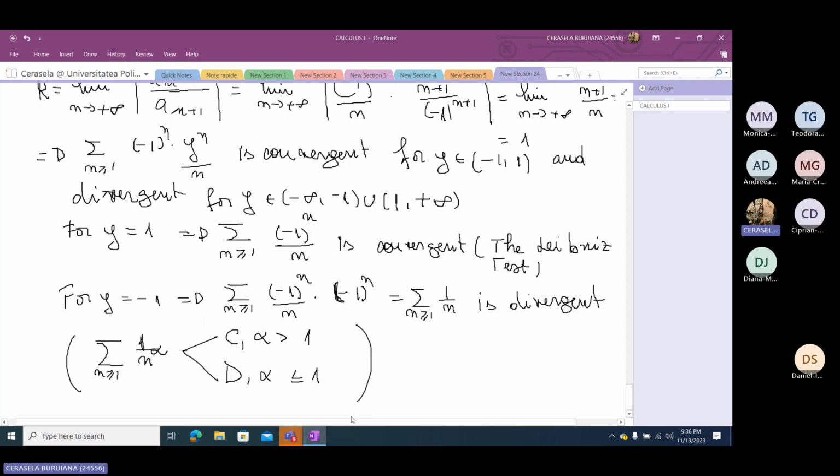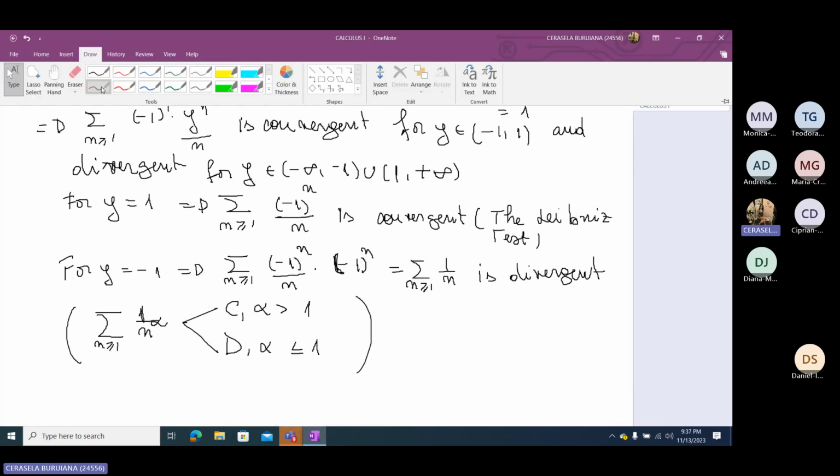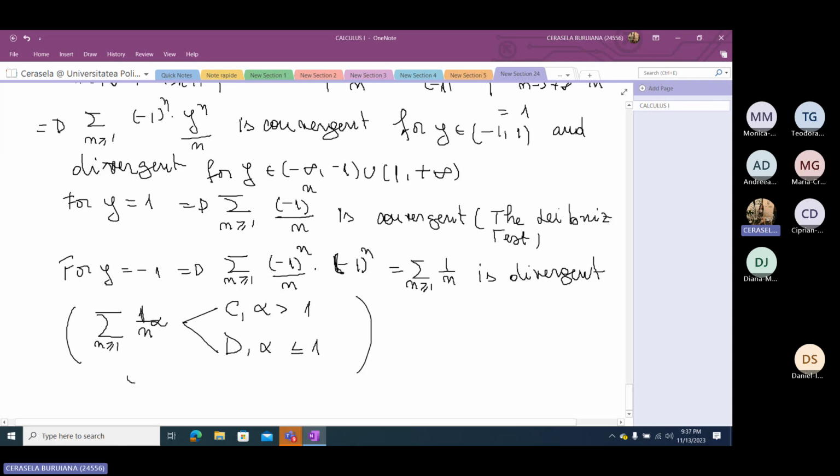All right. Then, to conclude, what happens with y? In which interval will it be? Well, at -1 we see that it is divergent, so it's open there, but at 1 it will be closed.